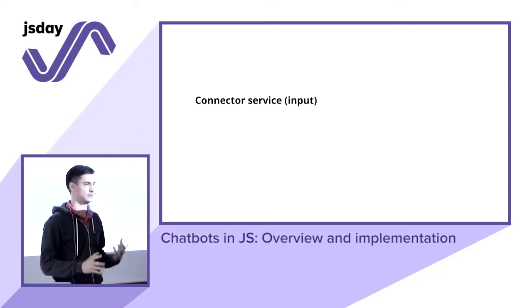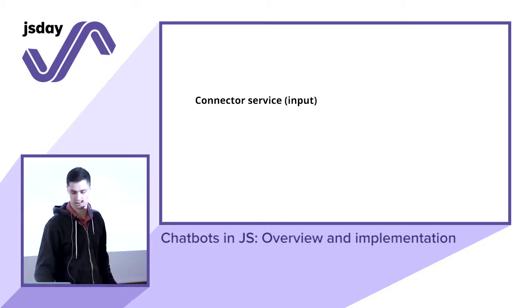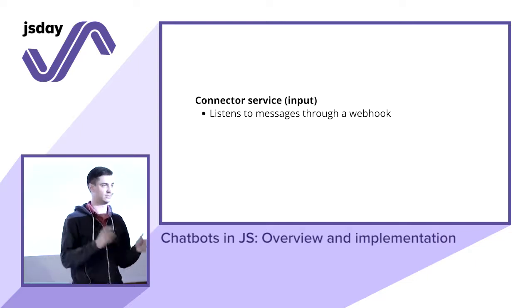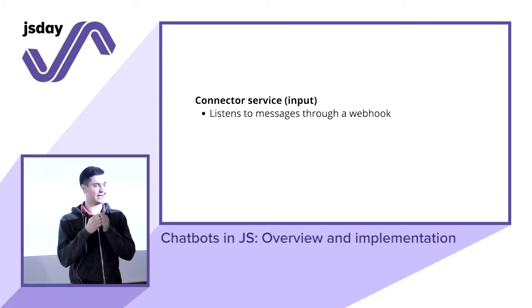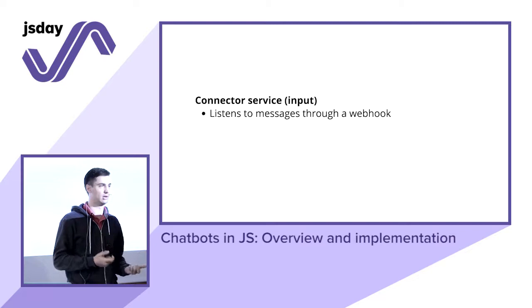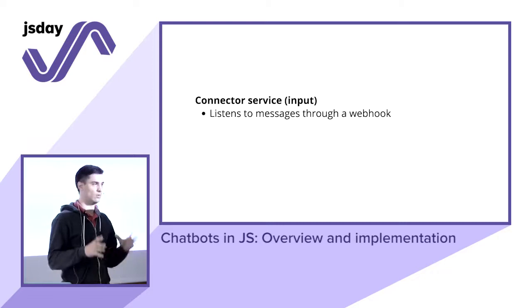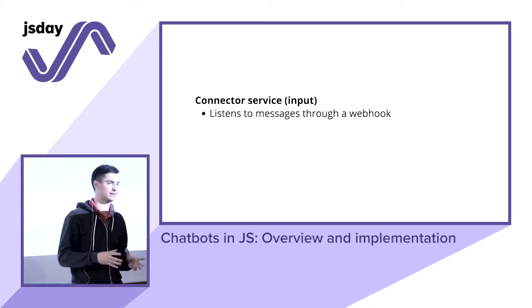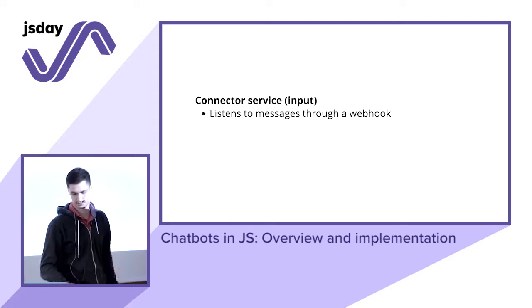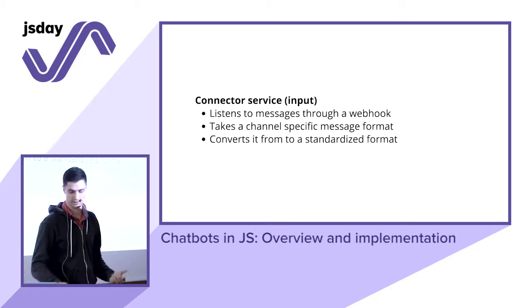So what are connectors for? First, we will talk about the input connector. The input connectors will listen to a message through a webhook. What you will do, for example, if you're using the Messenger platform, is register an API endpoint, and whenever Messenger receives a message from the user, it will call your endpoint. Once you get a Messenger message under Messenger format, you want to translate it into a standardized format that can be understood by the bot builder part. This is where you convert it.